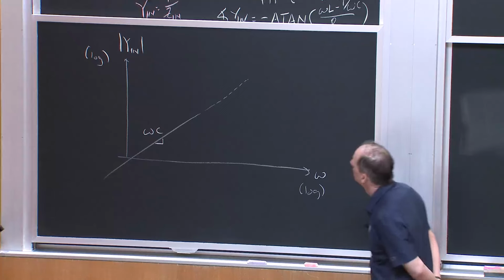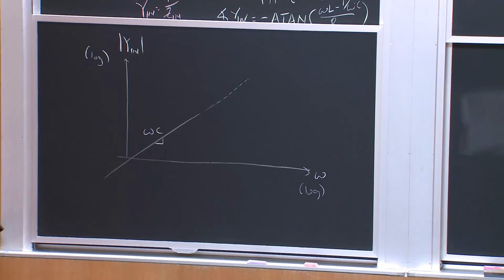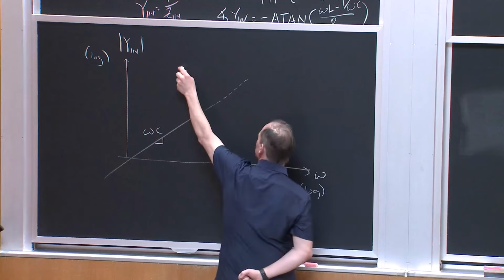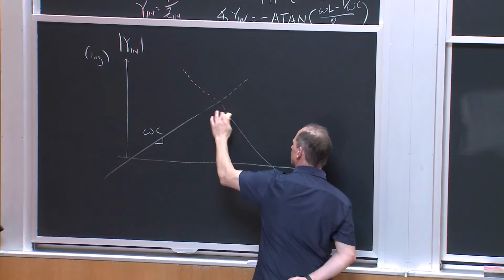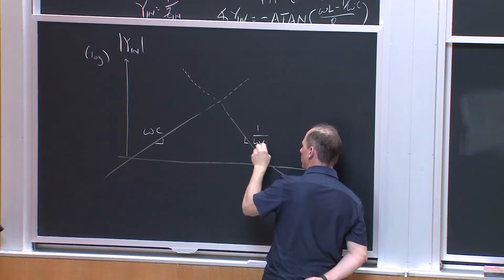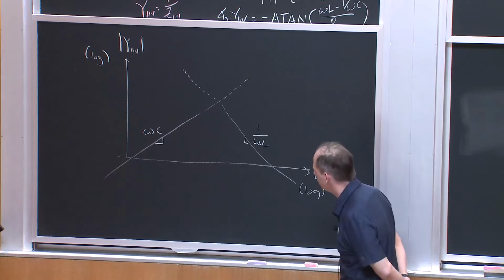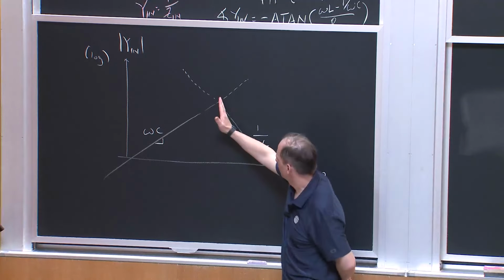At really high frequencies, the inductor becomes a high impedance, so it limits the admittance of the resonant network. So at high frequencies, we might have something that goes as 1 over omega L.